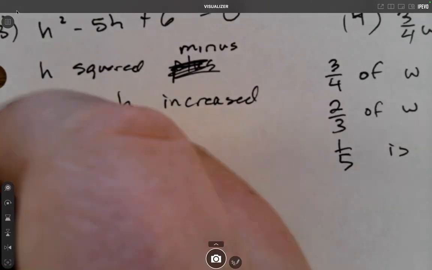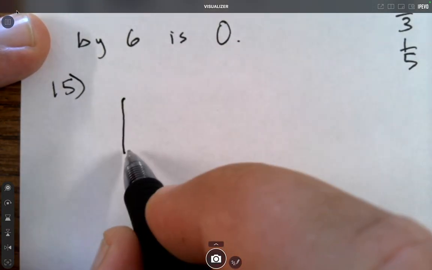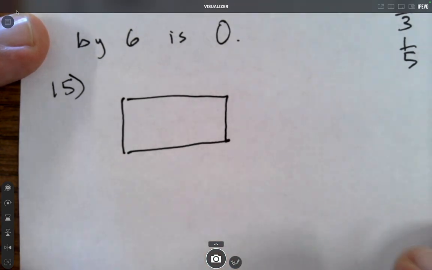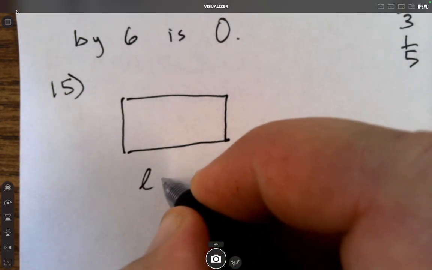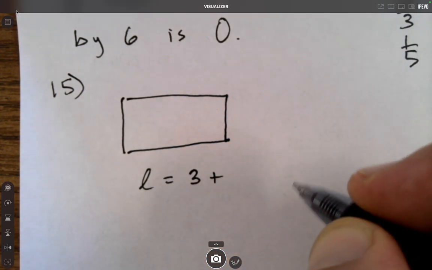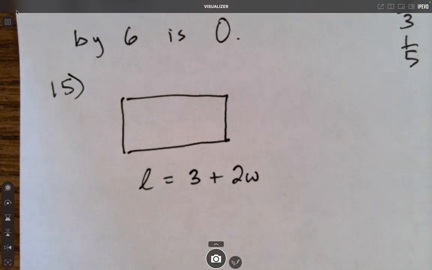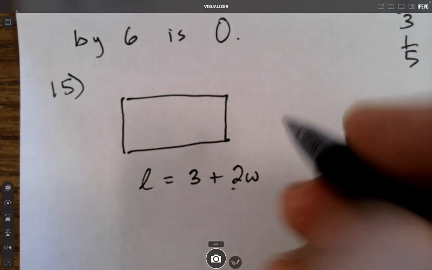Okay, now 15 is a good word problem because I think it helps you see how this might actually be helpful in a real world scenario. So Adrian wants to create an outdoor rectangular kennel. So a good idea when they talk about a shape is to draw it. The length will be 3 feet more than twice the width. So the length will be equal to 3 feet more than twice the width. So we'll have to double the width and add 3 to get the length. So there's the length right there, and we'll just call this W.